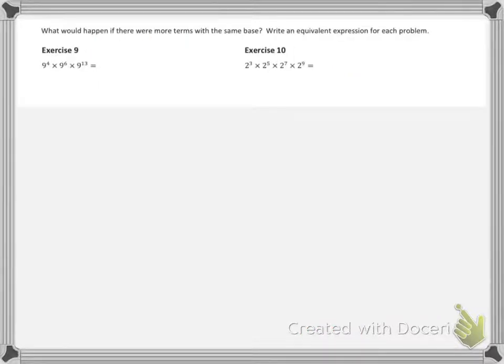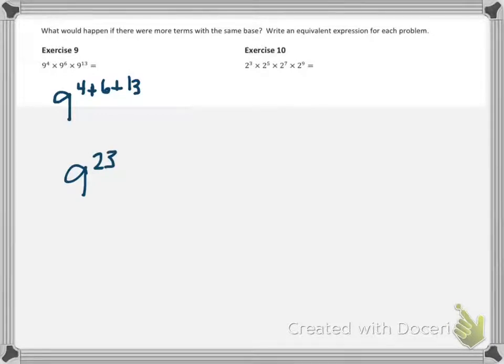Let's look at number 9. Let's see what we've got. A little bit different now. We've got a few more terms here. So let's see. I've got a 9 as my base. 9's always my base, so that's my base. And I'm just going to add all the exponents. So 4 plus 6 plus 13. So that would be it. If I add those up, I'd get 23, 9 to the 23rd, if I went all the way to simplified.